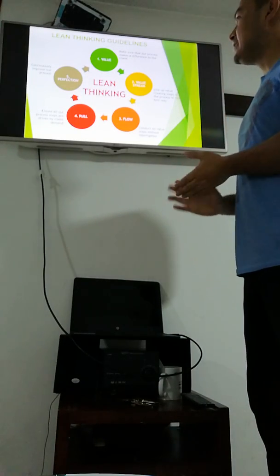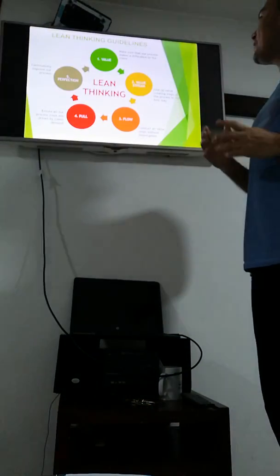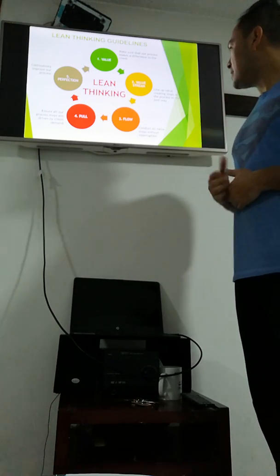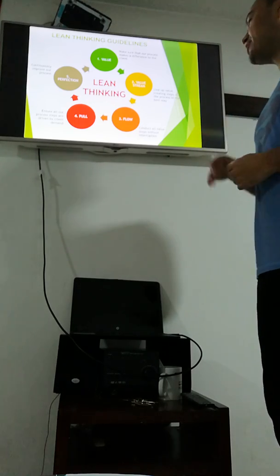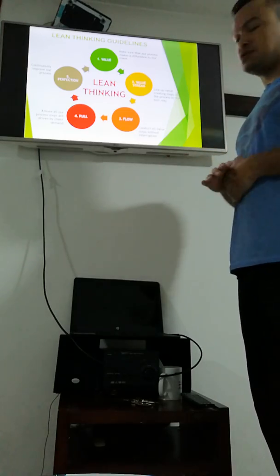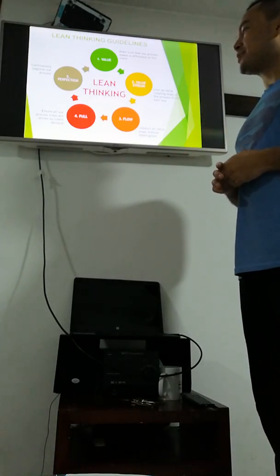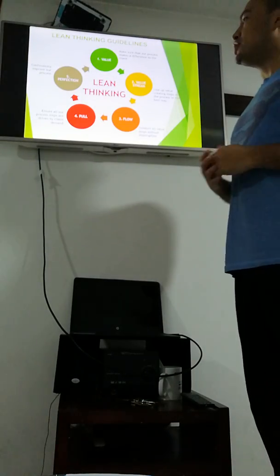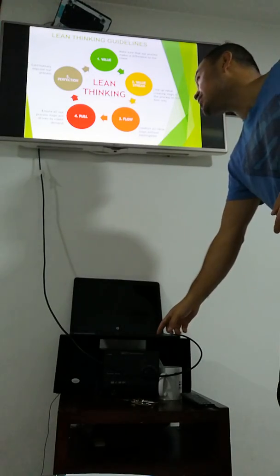Lean thinking has five guidelines. The first is value: make sure that our process makes a difference to the client. The second is value stream: line up the value-creating steps of the process in the best way. The third is flow: conduct all value steps without interruption. The fourth is pull: ensure all our process steps are driven by client demand. And five is perfection: continually improve our process. Those are the guidelines in the lean thinking strategy.